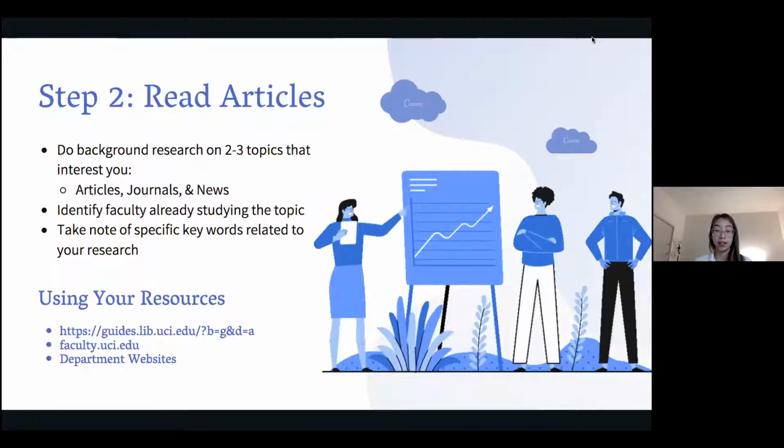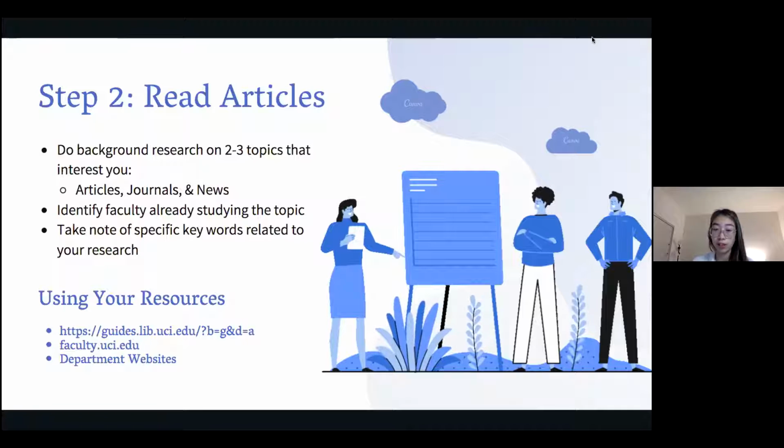And I would say again, just expand your search. It doesn't have to be from the social sciences, doesn't have to be from your major or department. Sometimes a different department has overlaps in terms of their research. And also utilize the resources that we have here at UCI.